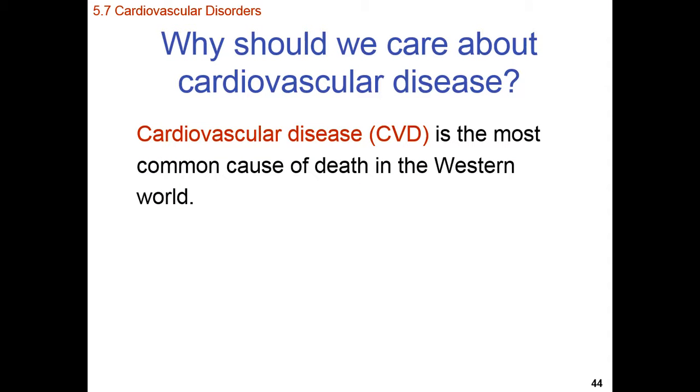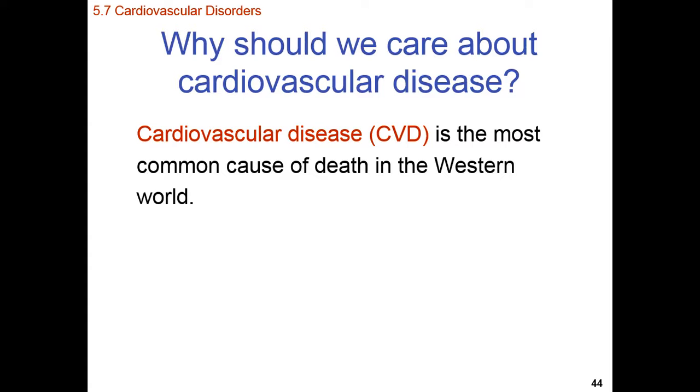Why is cardiovascular disease a big deal? Why do we care about cardiovascular disease? CVD, cardiovascular disease, is the single most common cause of death within the Western world. And when I say Western world, I'm referring to developed countries or urban countries.